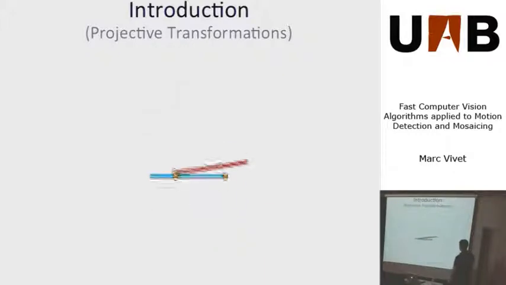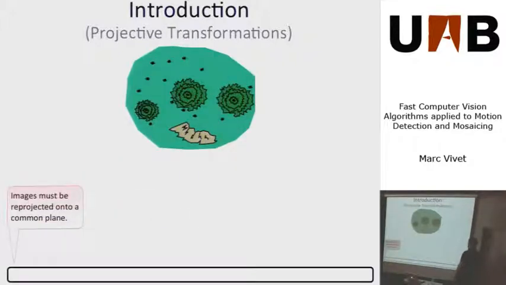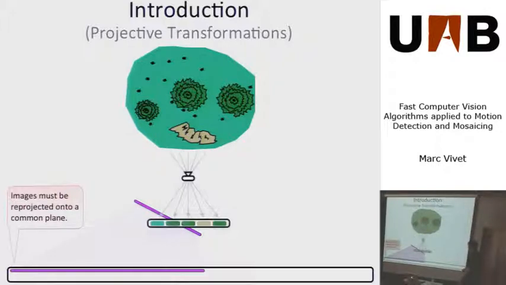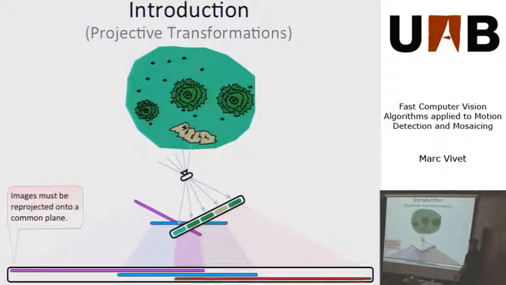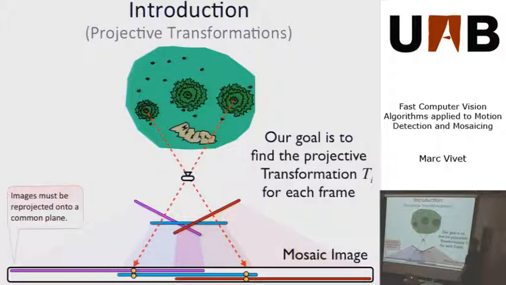And using only rotations and scalings is not enough to completely align these images. What we need to do is to reproject these planes into a common plane, where the mosaic image will be generated. And in this case, if we trace the rays from right to left, we will see that the points fit perfectly. So our goal here is to find the projective transformation Ti for each frame.